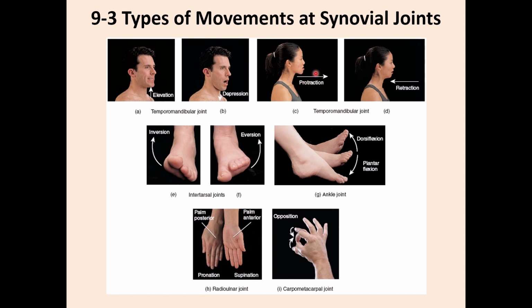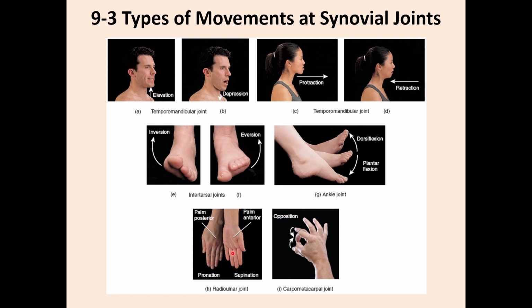So there's also protraction and retraction. So moving the jaw forward, that's protraction, and moving the jaw backward, that is retraction. If you're moving your ankle and your foot inward, that is inversion. Moving your foot outward, that is eversion. Moving your foot upward, and this is the dorsum of the foot. So moving it upward, that is dorsiflexion, and this is the plantar surface. And if you're moving it downward, that is the plantar flexion.